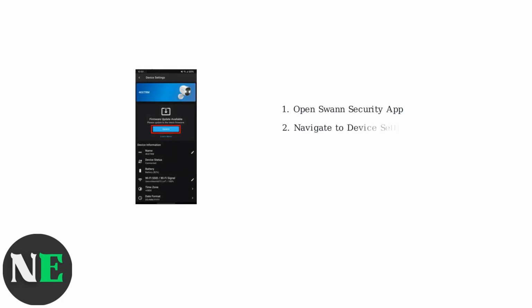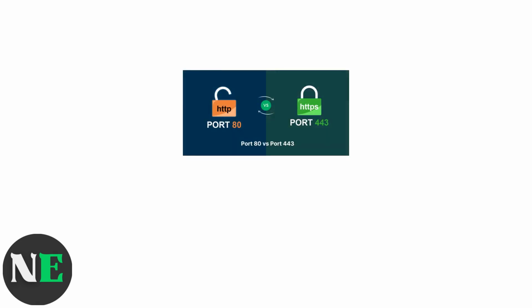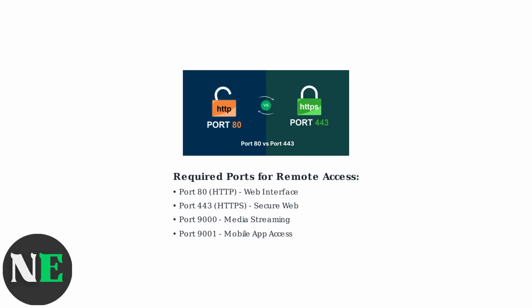First, check for firmware updates. Outdated camera firmware is a leading cause of streaming failures, especially after mobile app updates. Camera firmware and app versions must be compatible to maintain proper communication. For remote viewing, specific network ports must be open and properly configured. Swann cameras require ports 80 and 443 for web communication, plus ports 9000 and 9001 for media streaming. Blocked ports prevent remote access even when local viewing works perfectly.